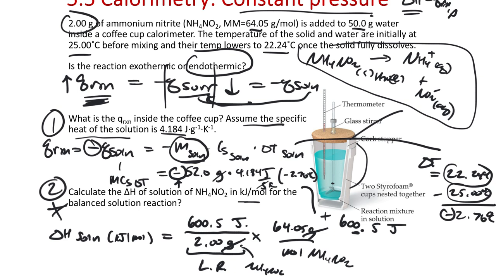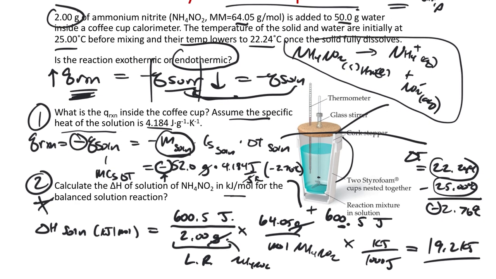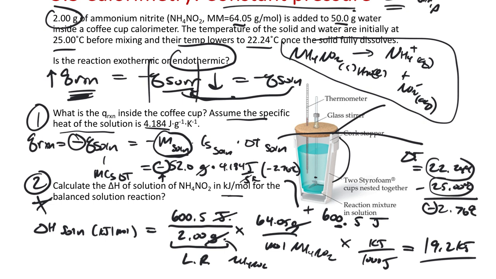So 600.5 divided by 2, and then times 64.05. And then I'm going to convert this to kilojoules, so 1,000 joules per kilojoule. And so kJs, not just kJs, but kJs per mole. So joules canceled, and I have kJs per mole. Okay, so that's how we calculate enthalpy of solution in units kJs per mole. And that's usually what we'd want to know.